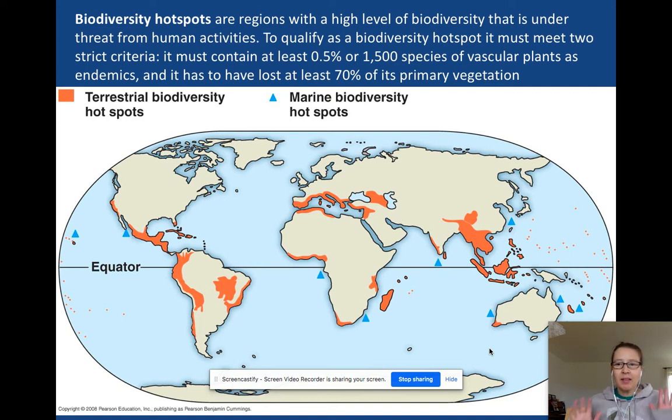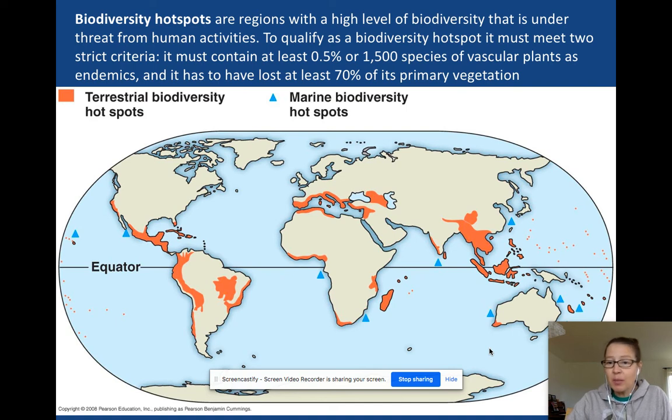Okay, the last little bit we have is looking at biodiversity hotspots. These are regions with a high level of biodiversity that are under threat from human activity. They're usually places like tropical rainforests and coral reefs, and to qualify, a region has to meet 2 strict criteria. It has to contain at least 0.5% or 1,500 species of vascular plants as endemics. Endemic means that it's from that region only, so those species are not all over the globe. And it has to have lost at least 70% of its primary vegetation.